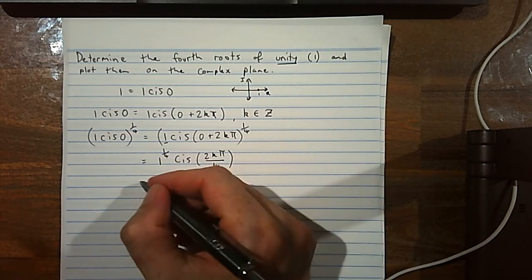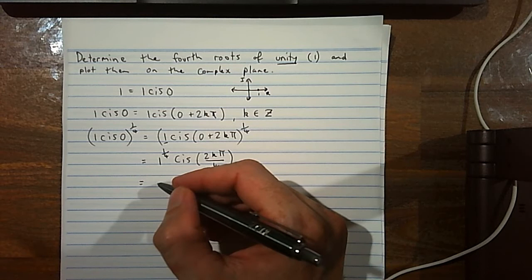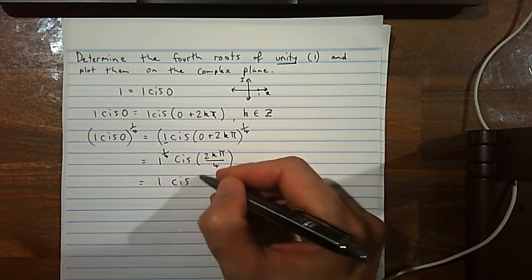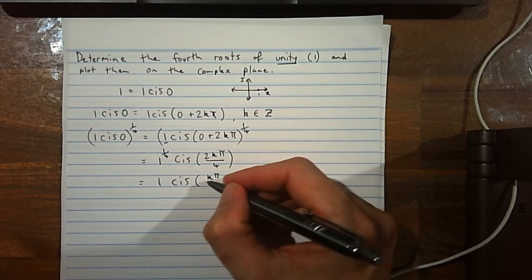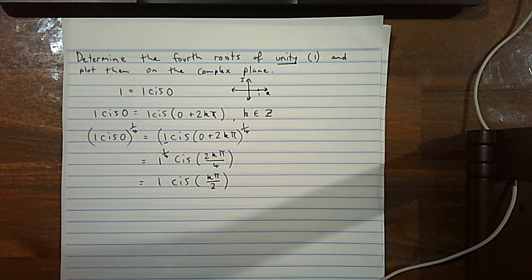Now if I simplify that, I'll end up with 1 to the power of a quarter, which is just going to be 1. Then if I simplify the angle, I'll end up with kπ on 2. Now, remember what k can be. It can be any value, any integer: 0, 1, 2, 3, 4, 5.